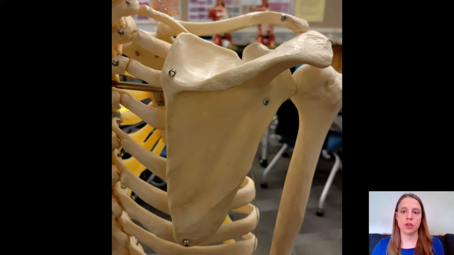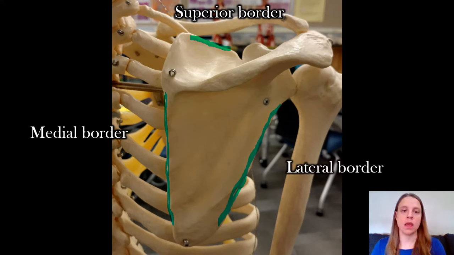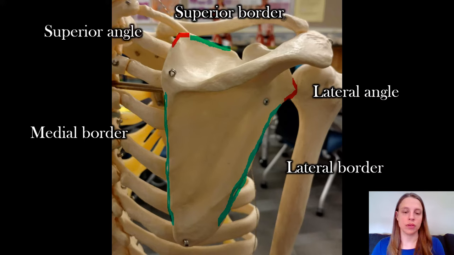So starting out with a posterior view of the scapula, the scapula has three borders: the superior border, medial border, and lateral border. The scapula also has three angles: the lateral angle, superior angle, and inferior angle.